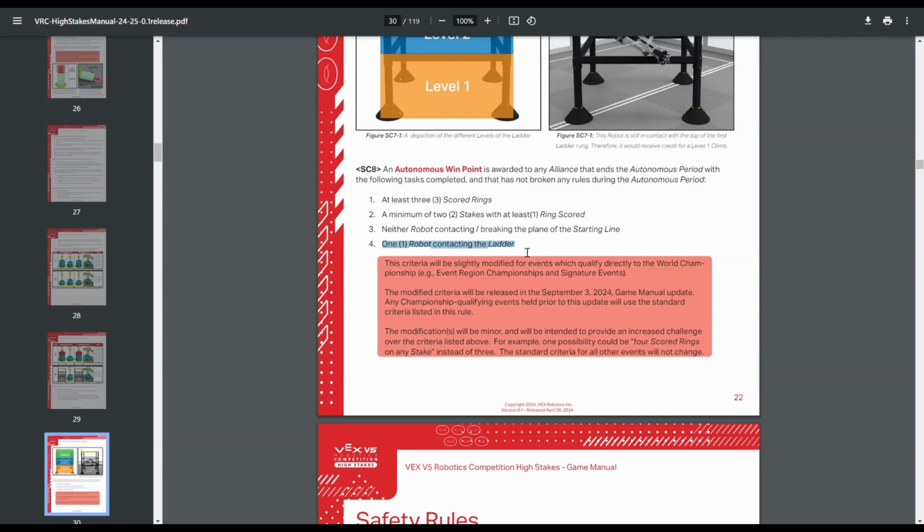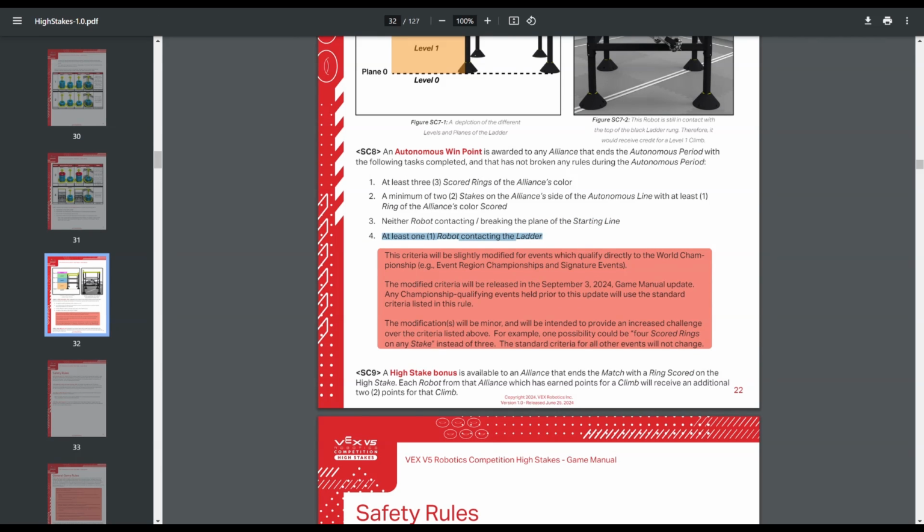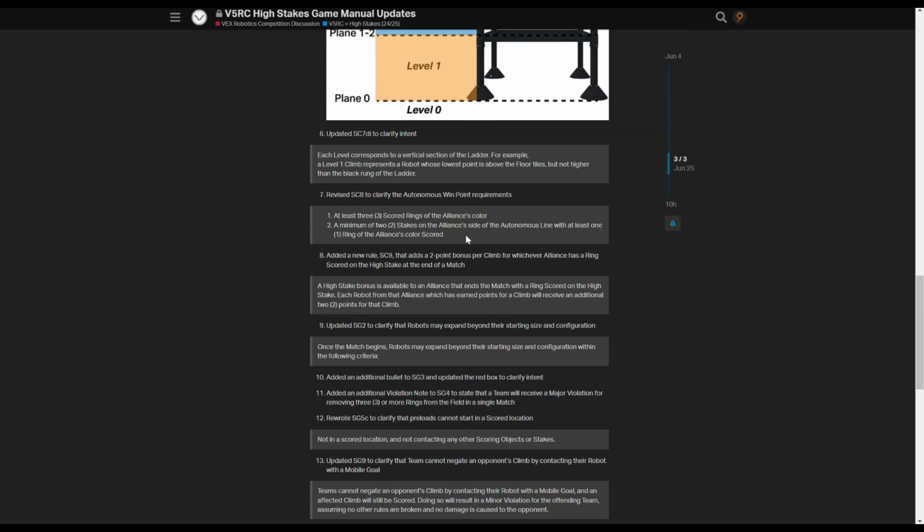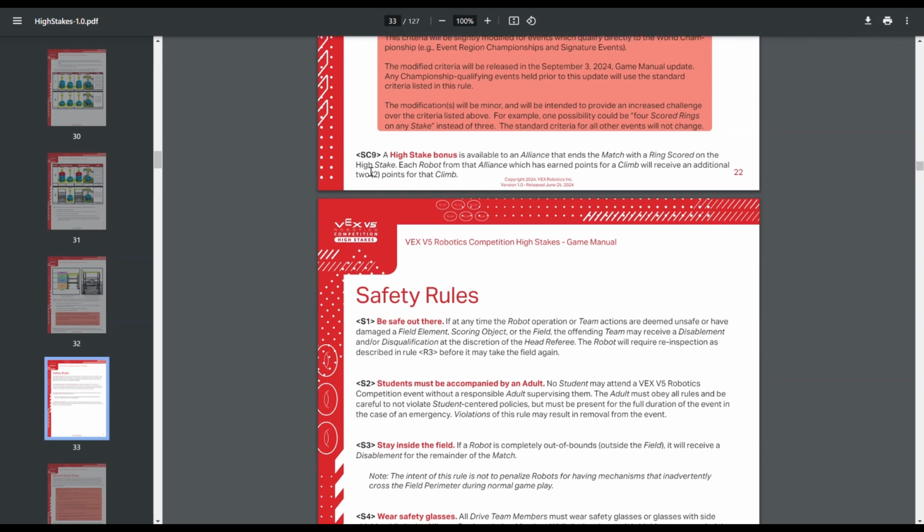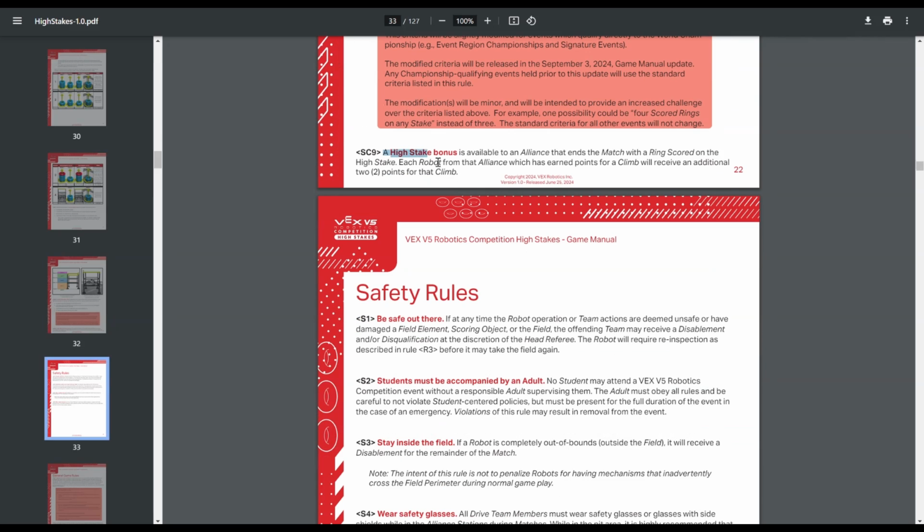So previously, if you had two robots contacting the ladder at the end of autonomous, you did not get the autonomous win point. But the GDC fixed that and did not link the correct part in their VEX forum post. So, added new rule, SC9. This is kind of important. I think it'll definitely play a role in really close matches, maybe higher level close matches.